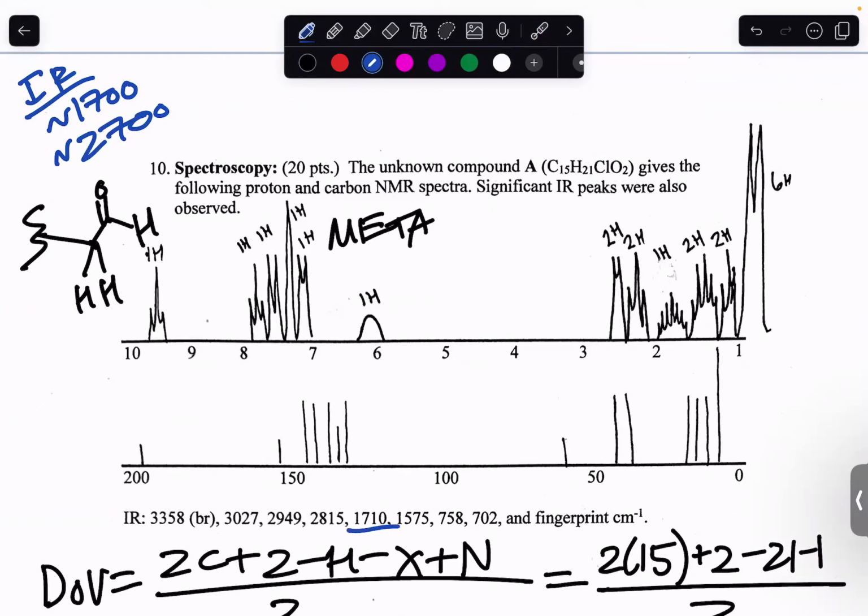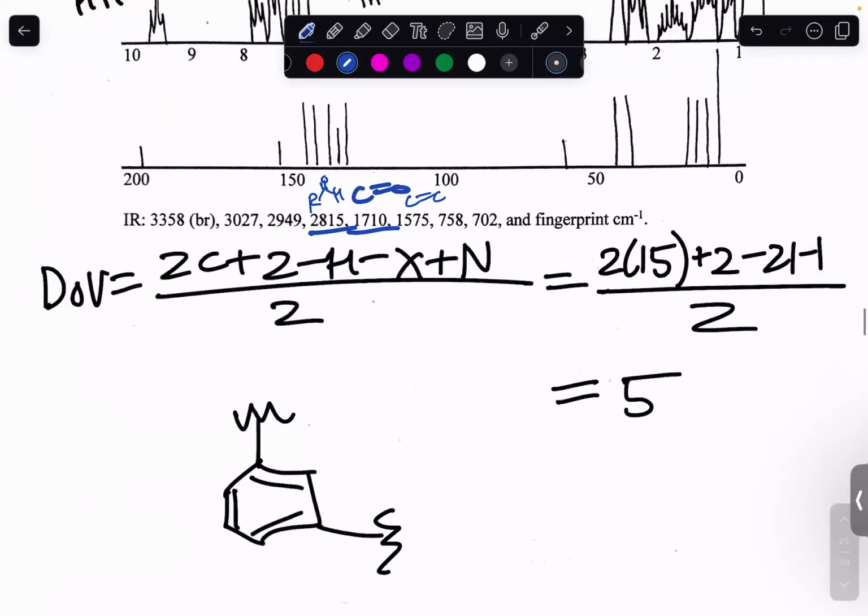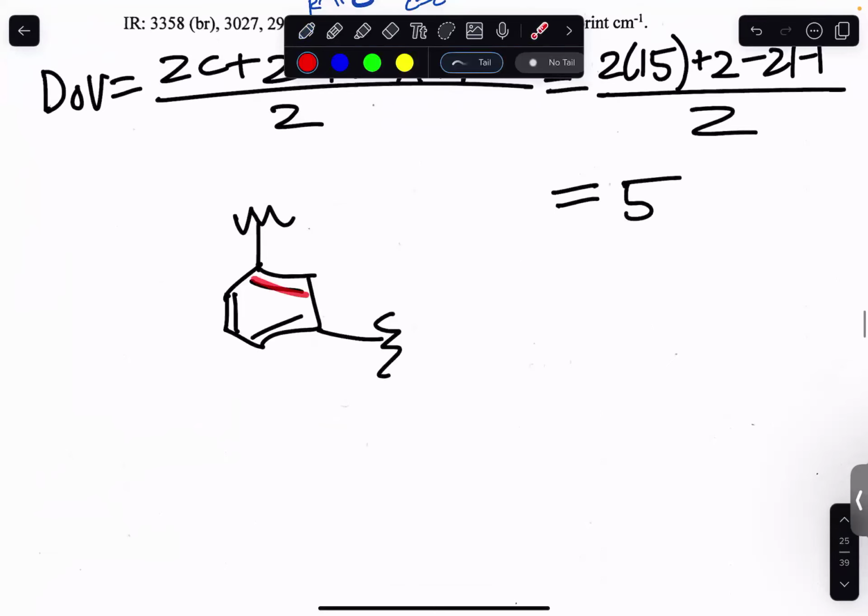We do have the 1700 peak here, which is the carbonyl peak, and we do have a peak around 2700, which is the aldehyde peak, right? So that matches up. So I know for sure that we are going to have an aldehyde in the molecule. I'm going to also say that this 1600 is the alkene peak, which is the alkenes of the benzene here, the C=Cs, right? The 1600 sharp peaks.